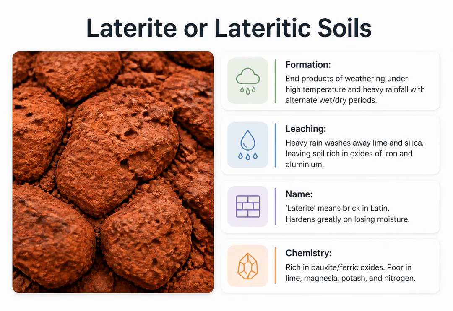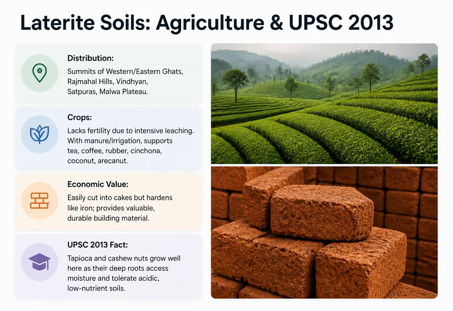These are mostly the end products of intense weathering, formed under conditions of high temperature and heavy rainfall, with alternating wet and dry periods. The heavy rainfall promotes severe leaching, where nutrients, lime, and silica are washed away by water. What is left behind is a soil rich in oxides of iron and aluminum compounds, like bauxite. The word laterite actually means brick in Latin, which is fitting because these soils harden greatly when they lose moisture. Laterite soils are found on the summits of the western and eastern Ghats, the Rajmahal Hills, and the Malwa Plateau.